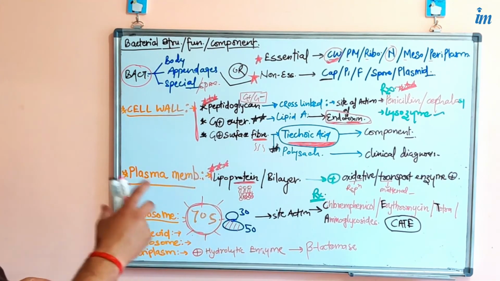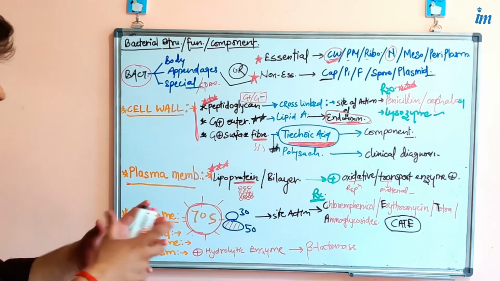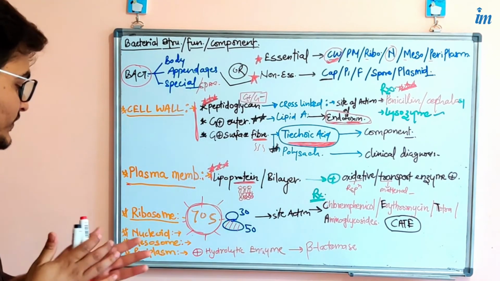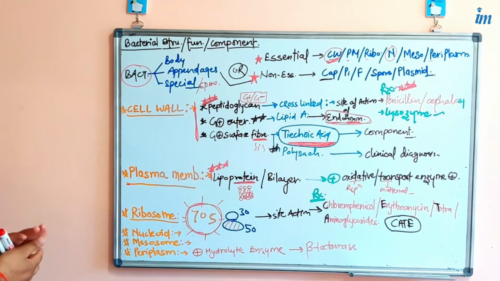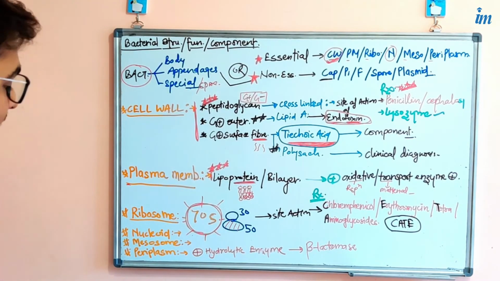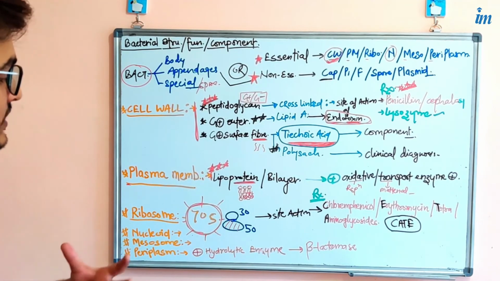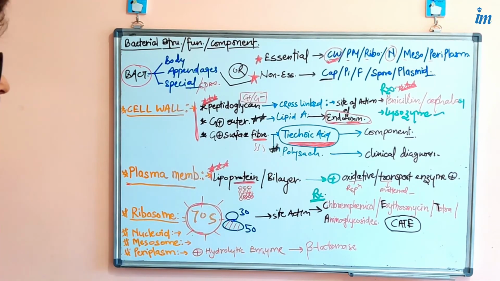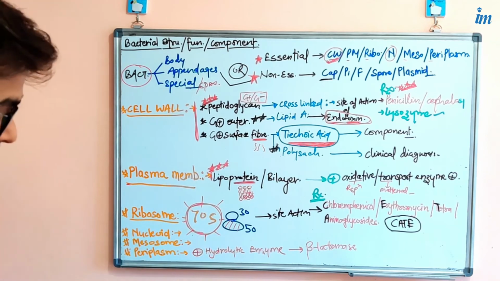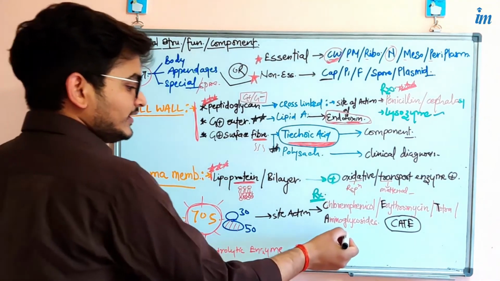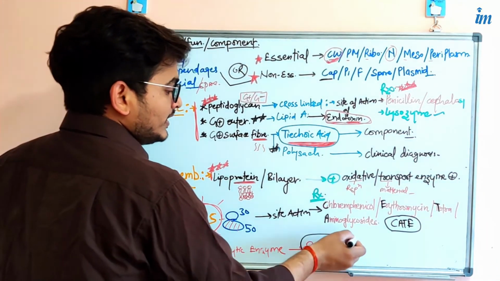Nucleoids are the double stranded structures which are found inside the bacteria. Mesosomes have a very important function when we talk about enzymatic activity. Periplasm is the outermost layer of the cytoplasm that contains most of the hydrolytic enzymes. A very important one, which is asked in questions, is beta lactamase.